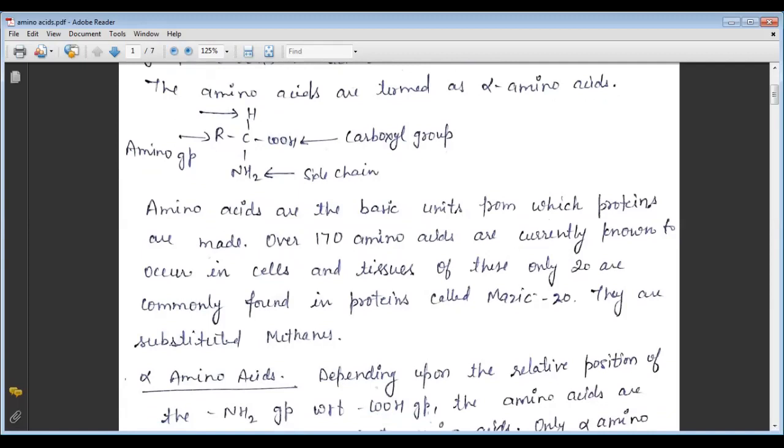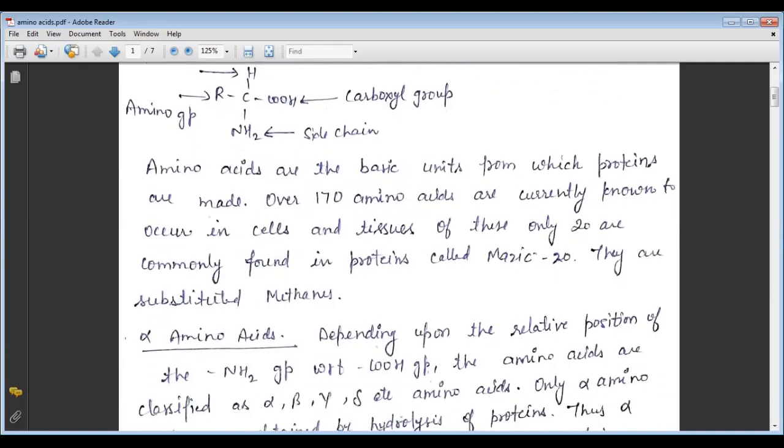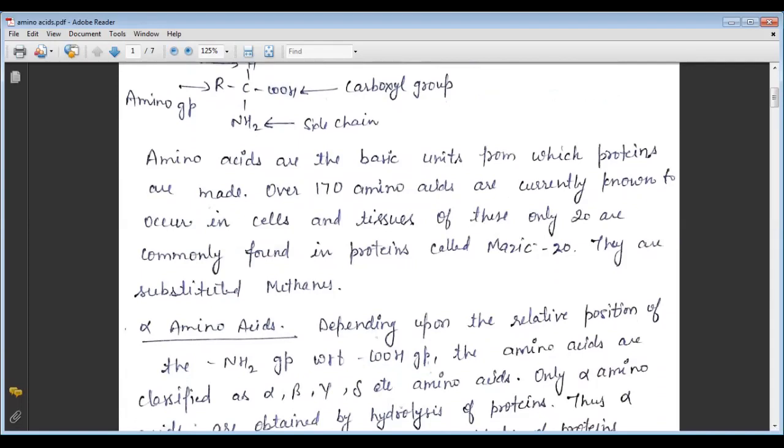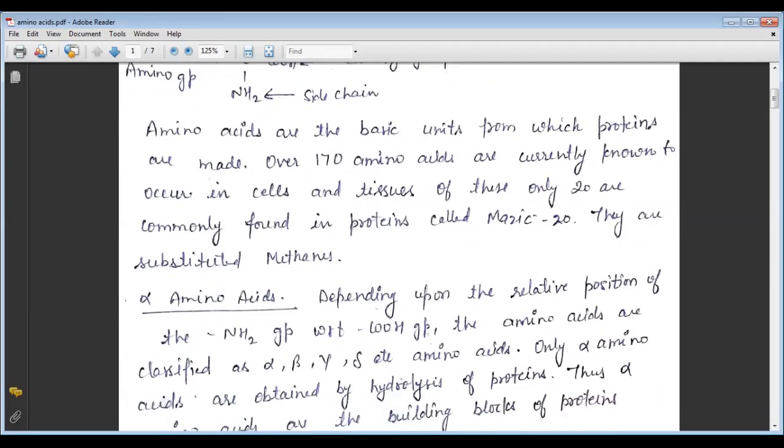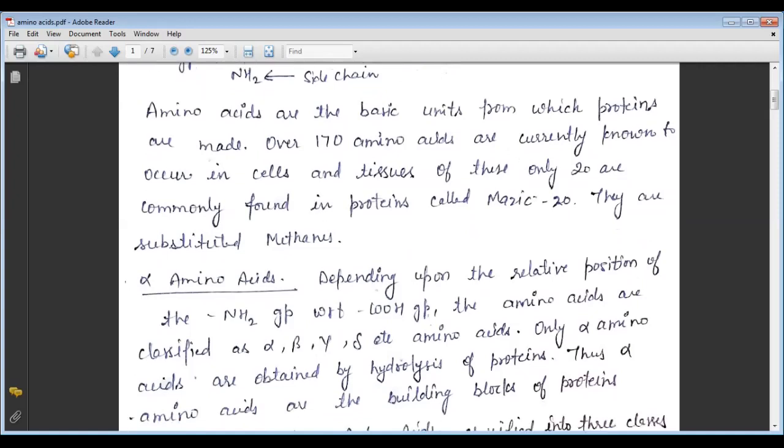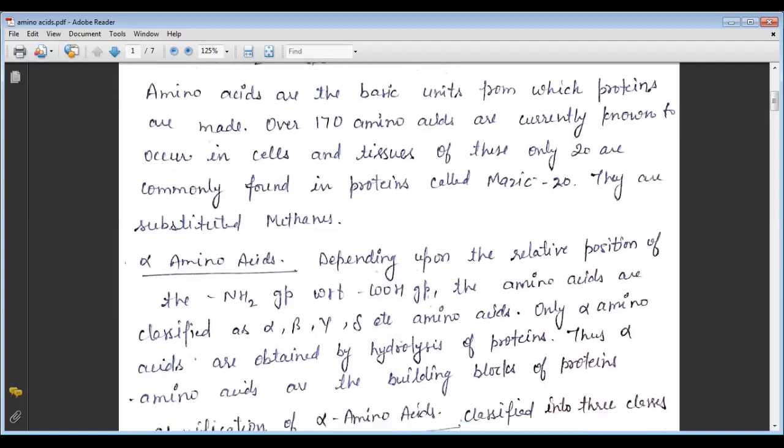We have already discussed in the protein topic that proteins are made by amino acids, and the amino acids are joined together in a polypeptide chain. Over 170 amino acids are currently known to occur in cells and tissues, and of these, only 20 are commonly found in proteins. These are called the magic 20. So they are substituted methanes.